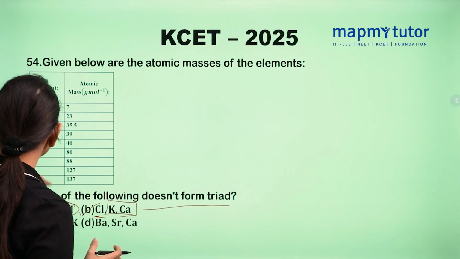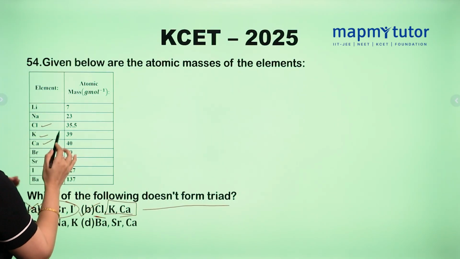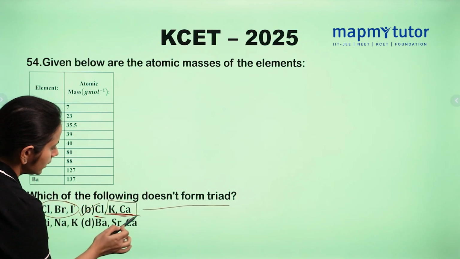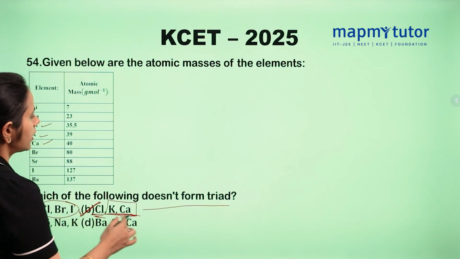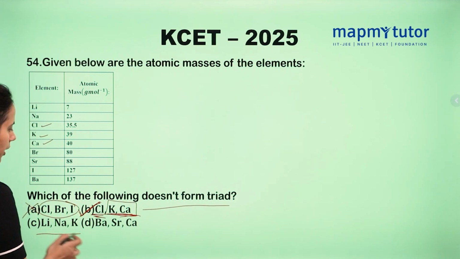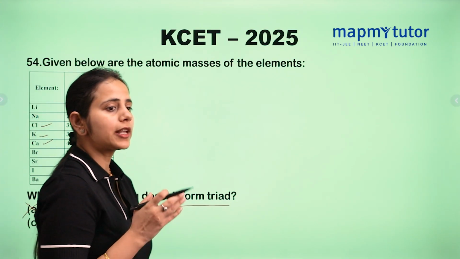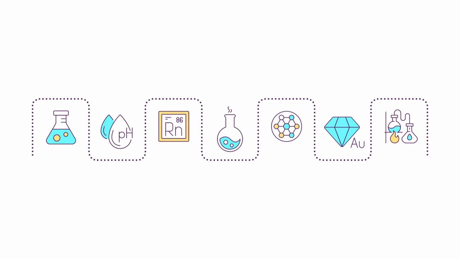From here also you can see potassium, calcium and chlorine are not in the same region. They are metals and non-metal, so this can't form a triad. So B is the right option. See here, lithium, sodium, potassium, these are also metals, all three are metals. So B is the right answer in this case. Only those elements form triads which have similar properties. Okay.